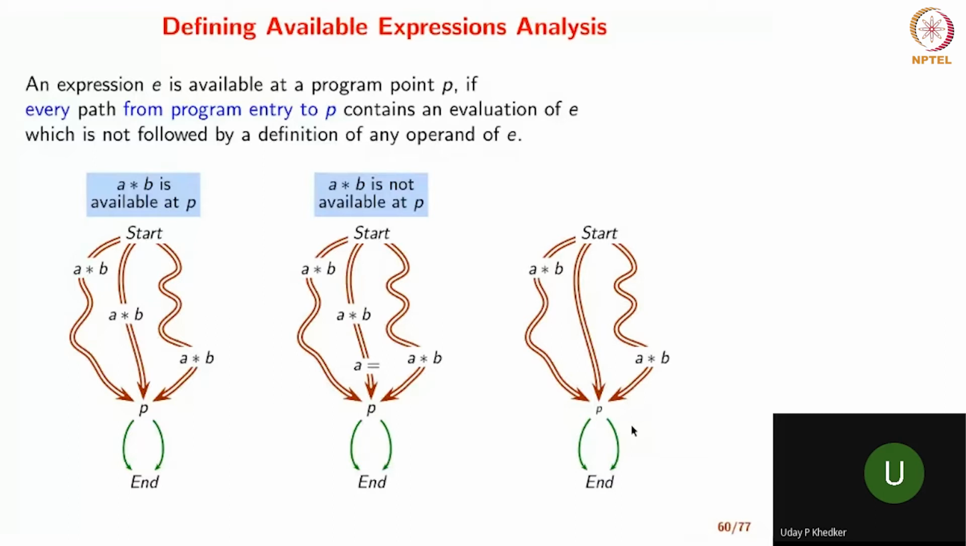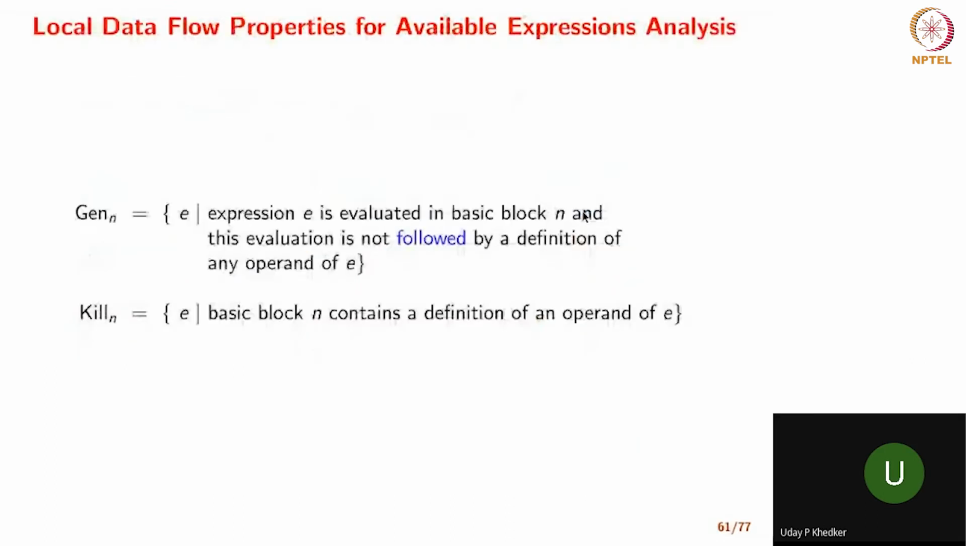In live variables analysis, an empty path didn't matter. In this case, it does matter because we're talking about every path. So here also A star B is not available. So how do we capture this? This seems to contain properties that are very different from what we talked about in live variables analysis. It turns out that we can define it in a similar manner.